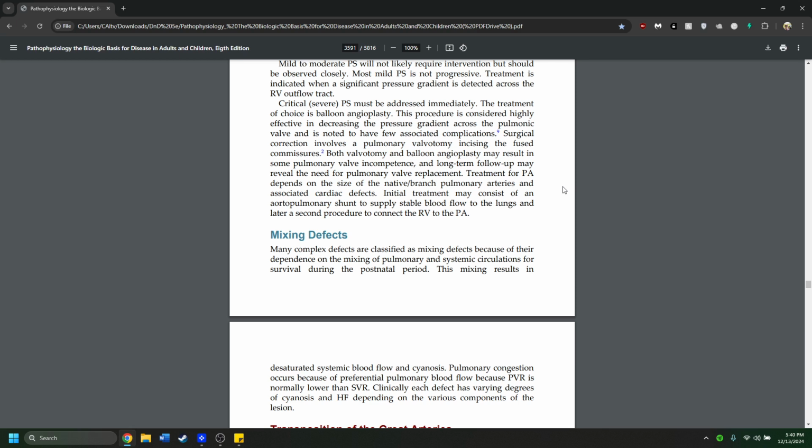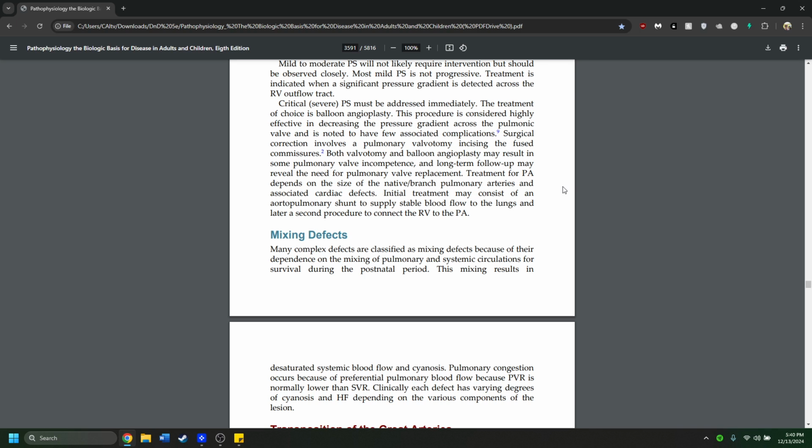This procedure is considered highly effective in decreasing the pressure gradient across the pulmonic valve and is noted to have few associated complications. Surgical correction involves a pulmonary valvotomy, incising the fused commissures. Both valvotomy and balloon angioplasty may result in some pulmonary valve incompetence. The long-term follow-up may reveal the need for pulmonary valve replacement.